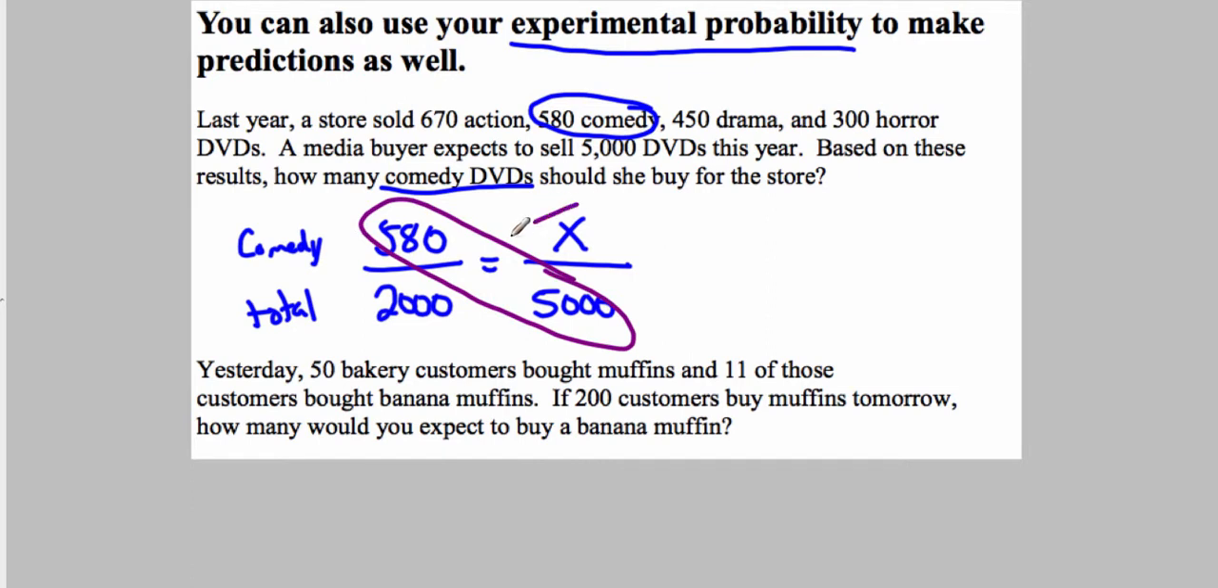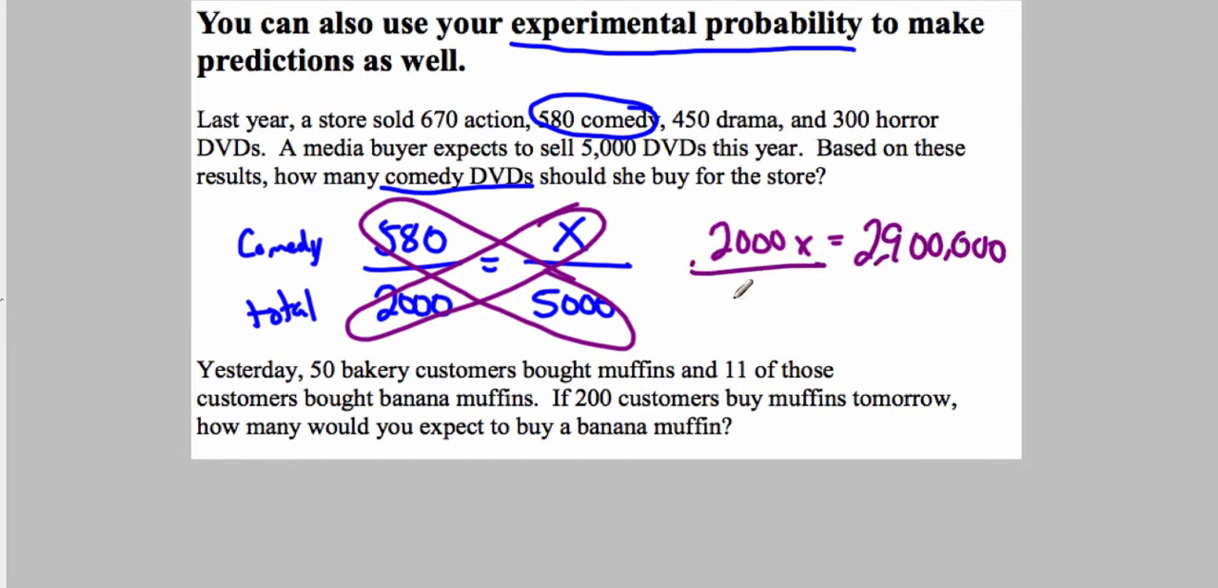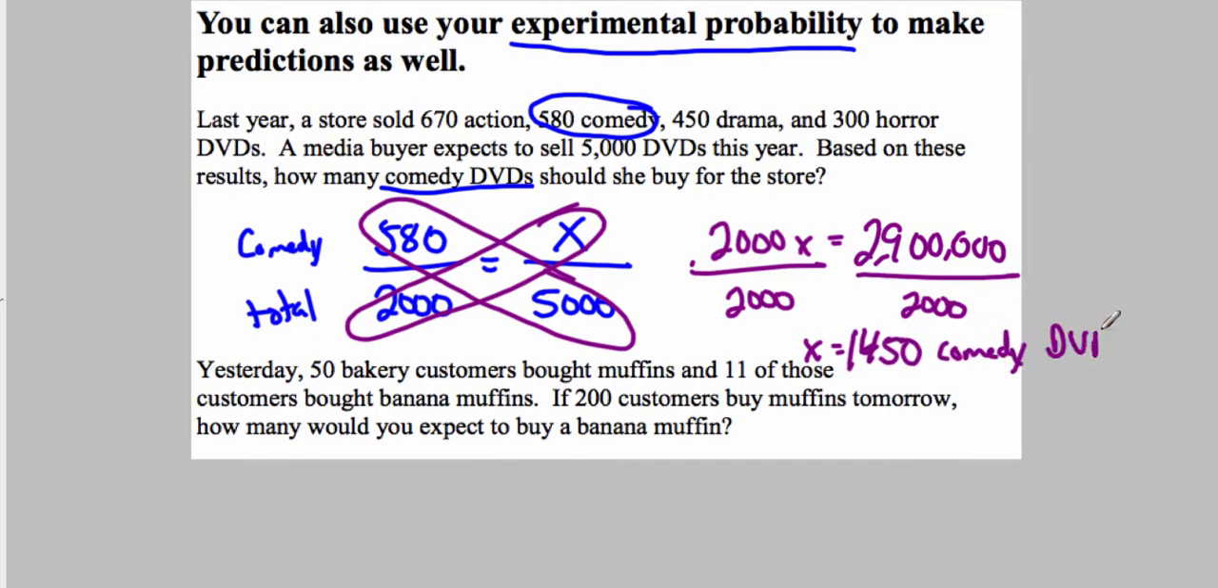So let's solve our proportion. Multiply along our diagonals, do our cross products. So I get 2,000x is equal to 2,900,000. And then we divide by 2,000 to solve our equation. X is equal to 1,450 comedy DVDs. So if we continue to sell comedy DVDs at the same rate, at the same proportion of our total sales, going into that next year, we should expect to sell 1,450 of them.